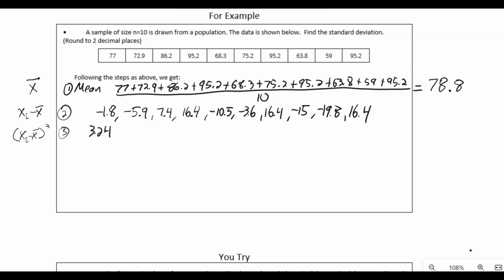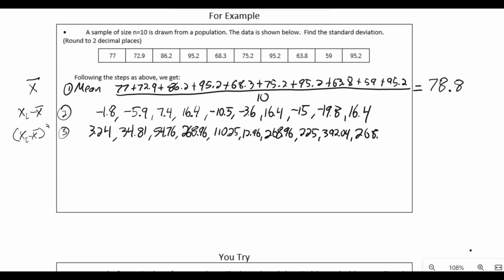Negative 5.9 squared is 34.81. 7.4 squared is 54.76. So what you'll notice as you do this is your numbers will all end up positive, but larger. 110.25, 12.96, 268.96, 225, 392.04, and 268.96. So now we have these numbers.